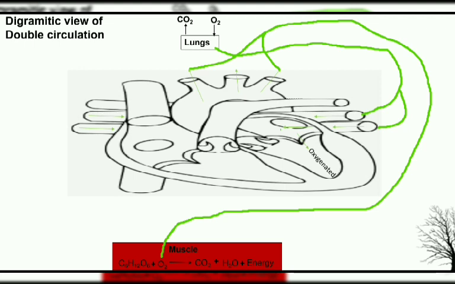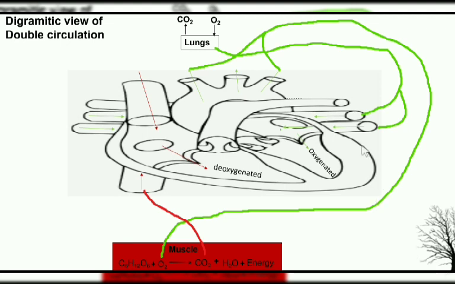Now the carbon dioxide, we are going to release it from the body. Suppose this carbon dioxide enters from the inferior vena cava and superior vena cava. After that it enters into the right auricle, and after that into the right ventricle. So in the right ventricle deoxygenated blood is present, and in the left ventricle, oxygenated blood is present.